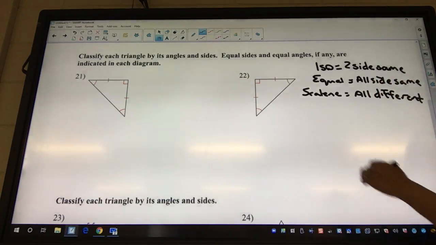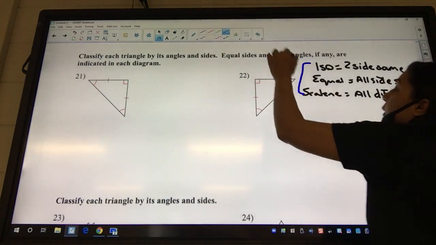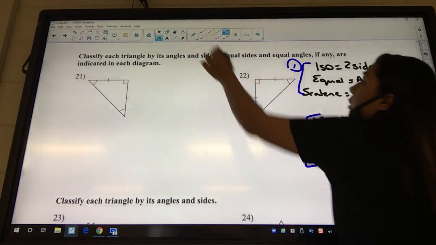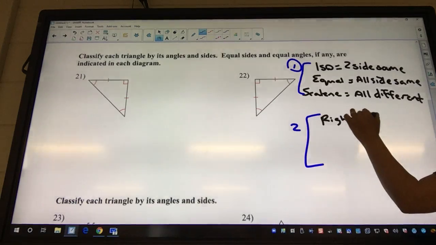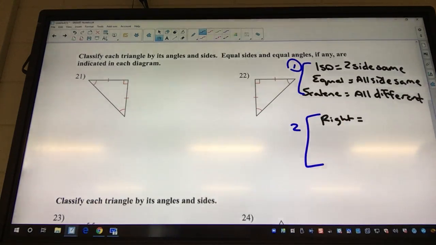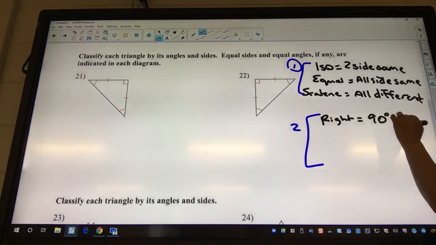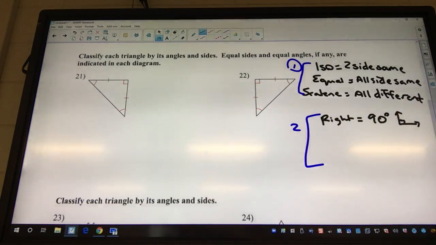Okay, and then there's 3 more. You should pick 1 from this category. You need 1 from this category and 1 from this category for all of your problems. Okay, we got a right. What do we know about a right? It's 90 degrees. It's going to look straight up and down with a square.